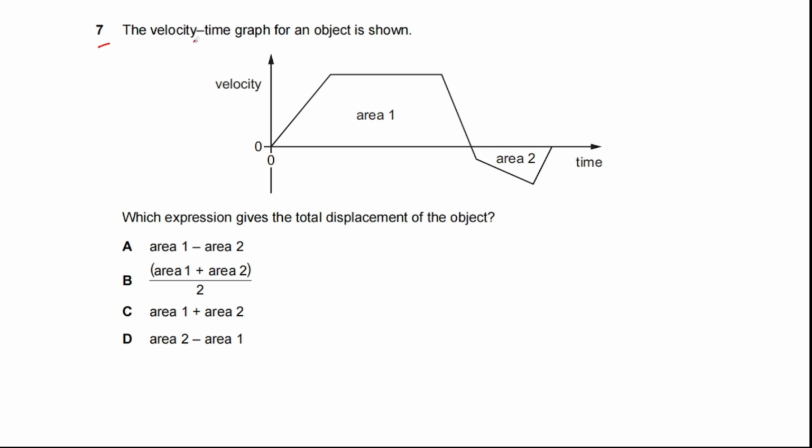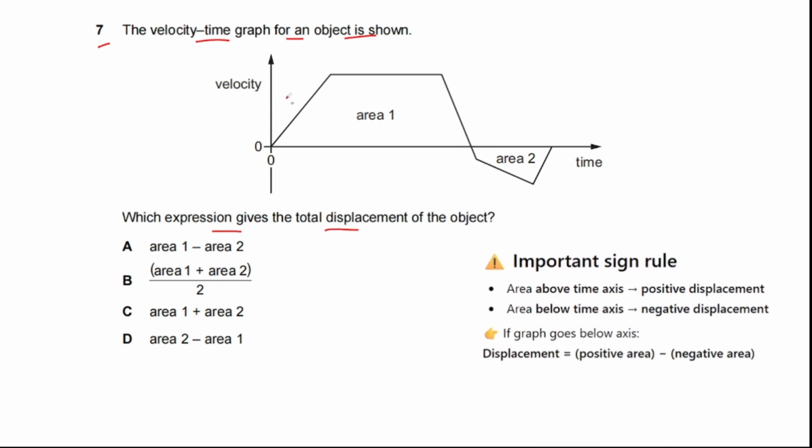Question number 7. The velocity time graph for an object is shown. This is the graph. Which expression gives the total displacement of the object? So you already know that the velocity time graph area is representing the displacement, and the area above the time axis will represent the positive displacement, and the area below the time axis will represent the negative displacement. So if you have to find out the displacement, the total one, the positive area minus the negative area. So here the positive area is area 1 and negative area is area 2. So the correct option is option A.